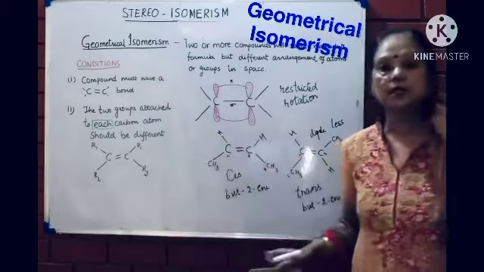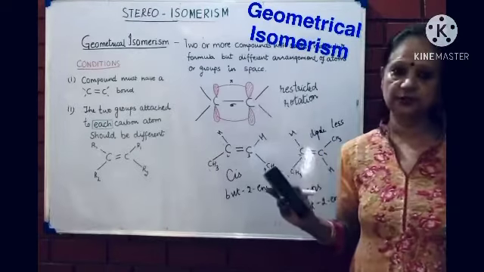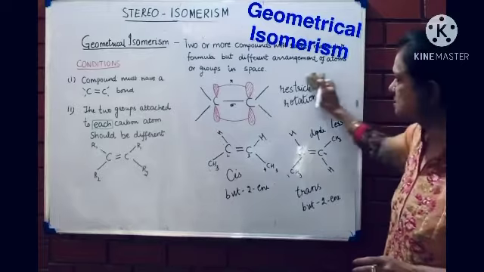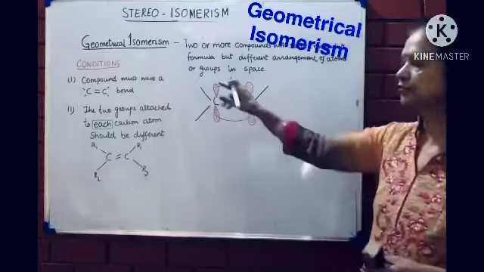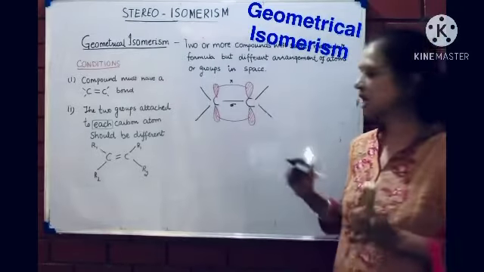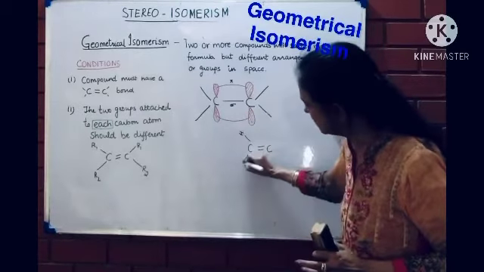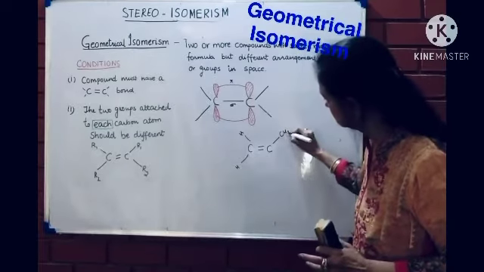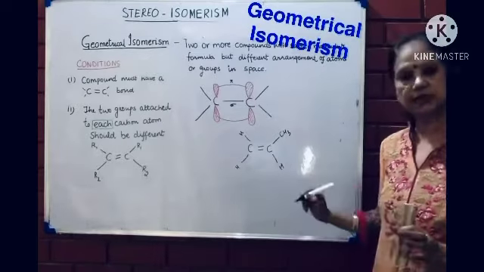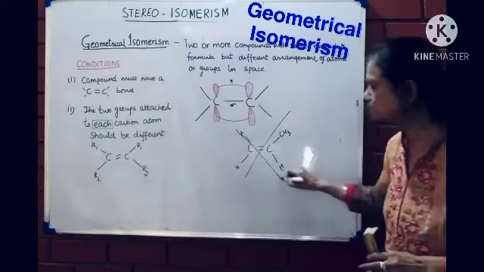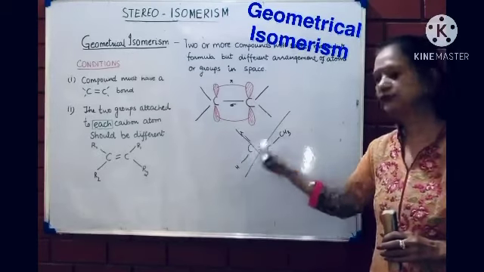All four groups in a double bond compound can also be different. Those will also show geometrical isomerism. But if in a question you are asked whether a compound will show geometrical isomerism or not, you will first check for a double bond, then check whether each carbon atom has the same groups or different groups. Supposing I write it this way: there are the same groups on this carbon atom, but different groups on this carbon atom. You will say this compound will not show geometrical isomerism. Both the carbon atoms should be such that they have different groups.